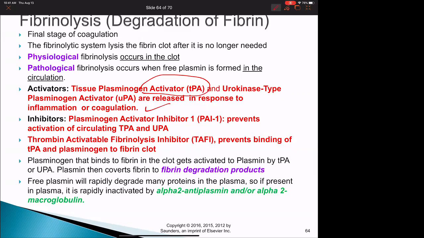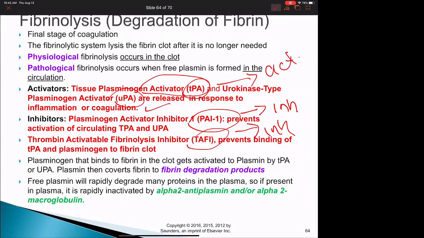So these are your activators, TPA and UPA, right? And your inhibitors of fibrinolysis are PAI-1 and TAFI. Okay, so these are inhibitors of fibrinolysis, and these are your activators. Okay, so TPA and UPA. And again, yes, TPA is used to break down a clot in stroke patients. And there's a window in which you can do that, right?